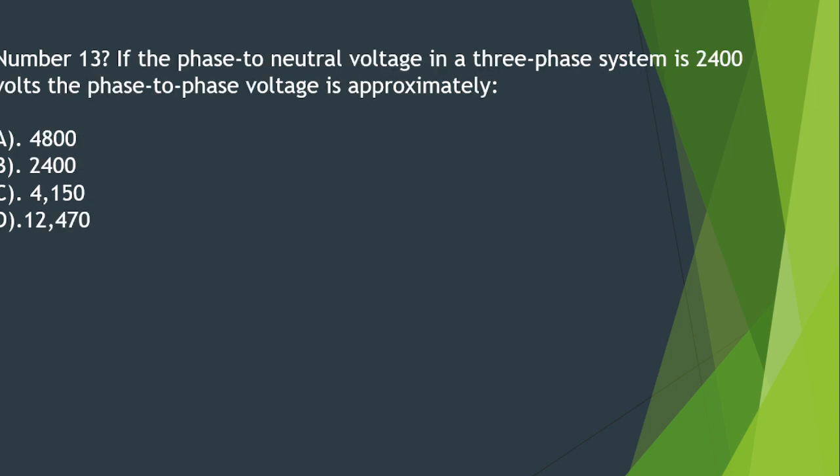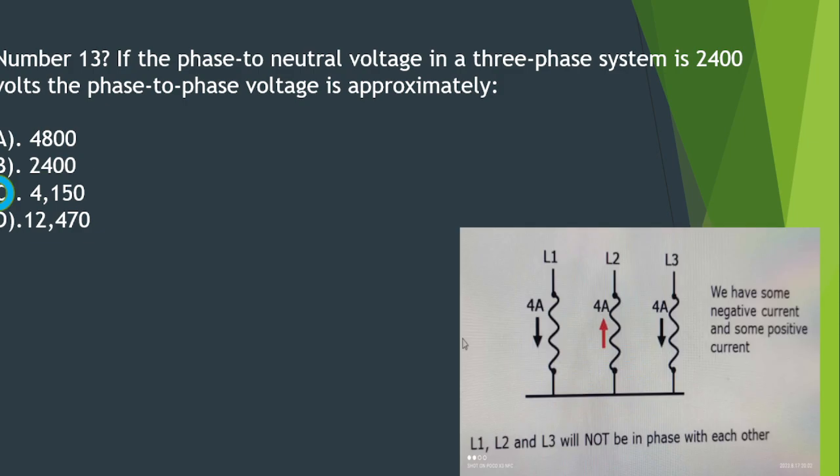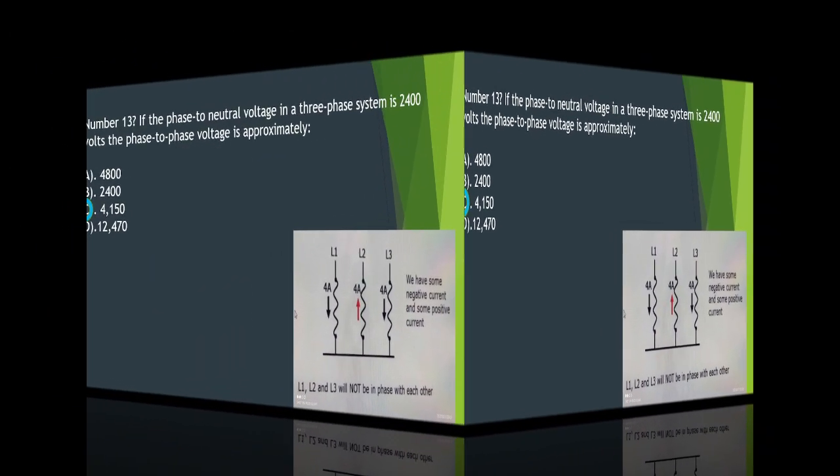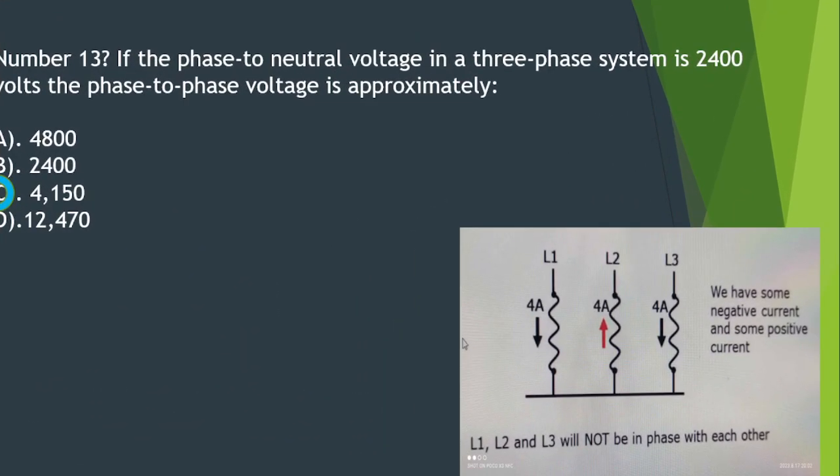Number 13. If the phase to neutral voltage in a three-phase system is 2400 volts, the phase-to-phase voltage is approximately A. 4800, B. 2400, C. 4150, and D. 12470. And the answer is C. 4150.